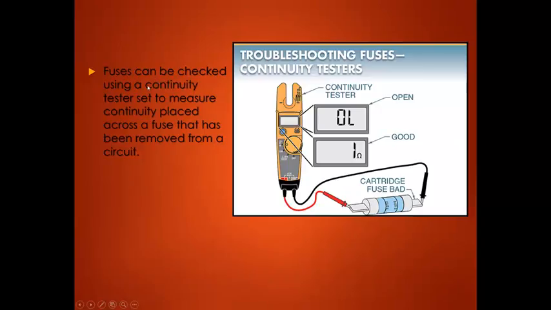So fuses can be checked using a continuity tester set to measure continuity, placed across a fuse that has been removed from a circuit. Key term here is removed from a circuit. If the fuse is good, the continuity tester will ring at you. It will give you a beeping noise. If it is bad, it will do nothing and will display over limit or overload.